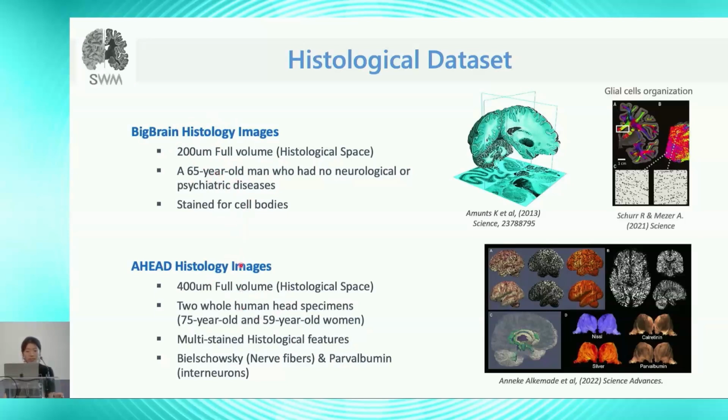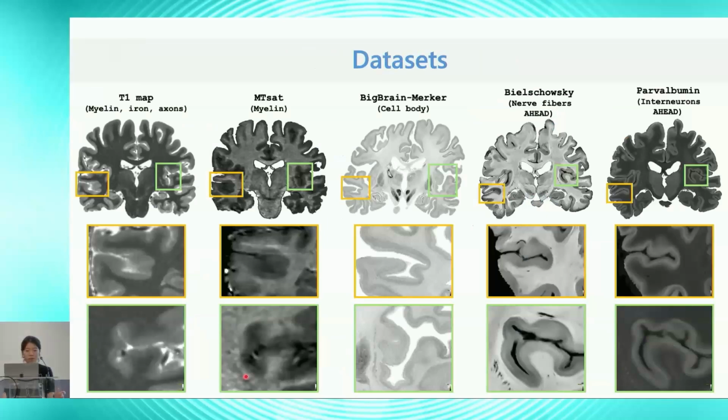The second dataset is the AHEAD dataset with a 400 micrometer resolution. Although there are two subjects in this dataset, we are currently using only one. This dataset includes multiple histological stains with six different staining methods. But for our study, we are using two stains, Bielschowsky and parvalbumin, which target nerve fibers and interneurons respectively.